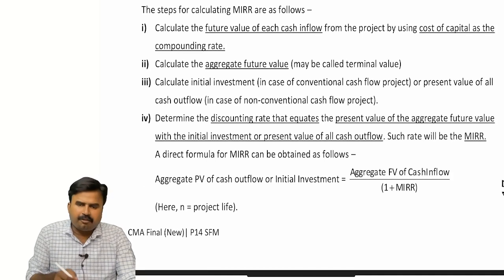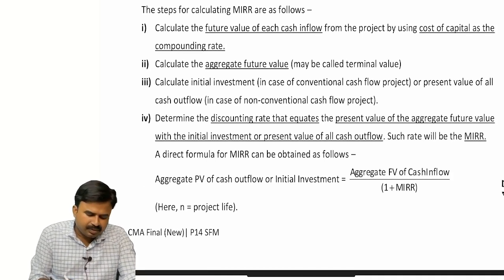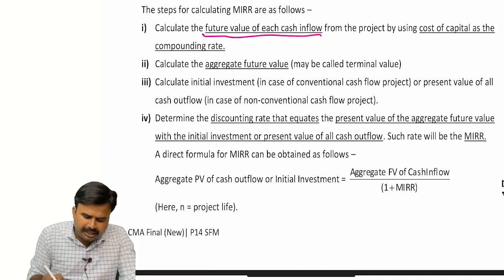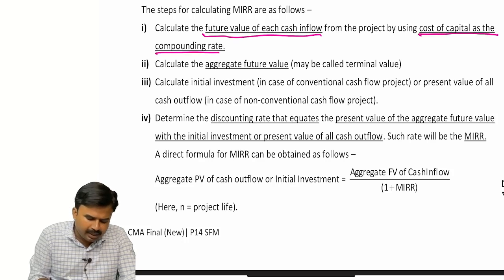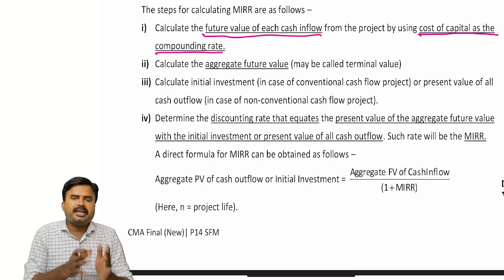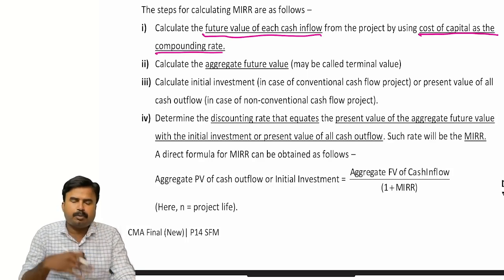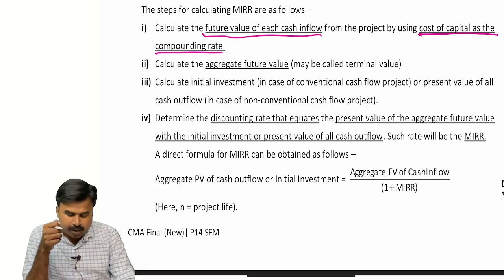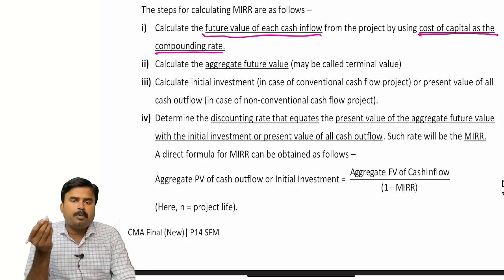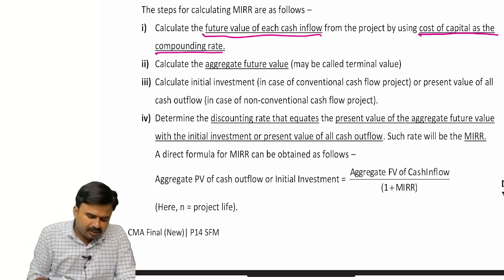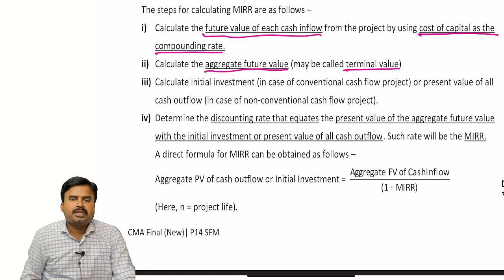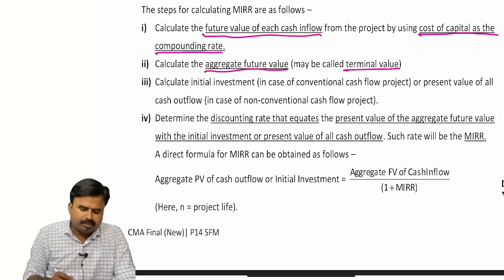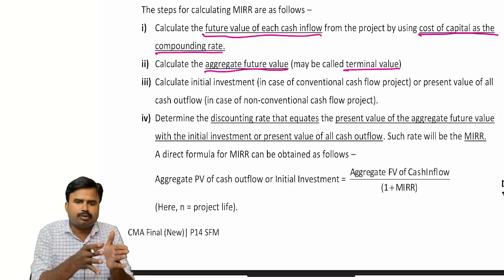These are the following steps you should follow strictly. Calculate the future value of each cash flow from the project by using cost of capital as a compounded rate. So convert all the years' cash inflows into the terminal year, the project ending life, by using cost of capital as the compound rate, the reinvestment rate. Calculate the aggregate future value, which may be called the terminal value. So I must calculate terminal value by using cost of capital as a reinvestment rate.